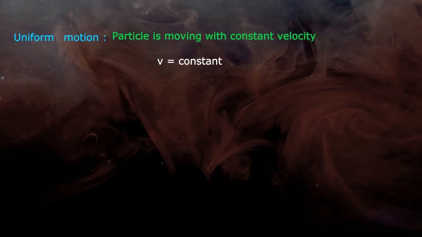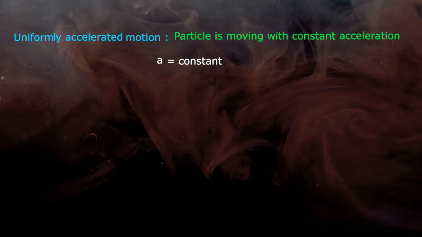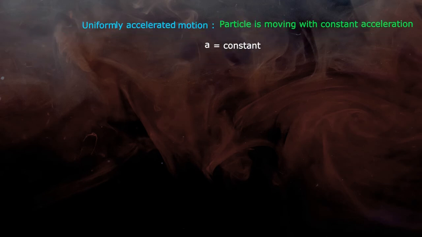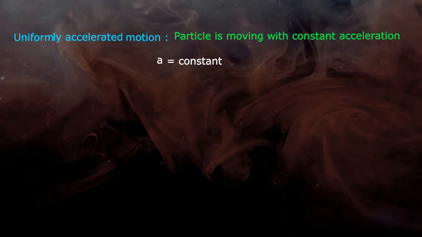In case of uniformly accelerated motion, particle is moving with constant acceleration. In this case, velocity of particle is changing constantly with time. As we discussed, a free-falling body is an example of uniformly accelerated motion where acceleration is constant, that is 9.81 meter per second square. This is a useful concept in solving numericals.